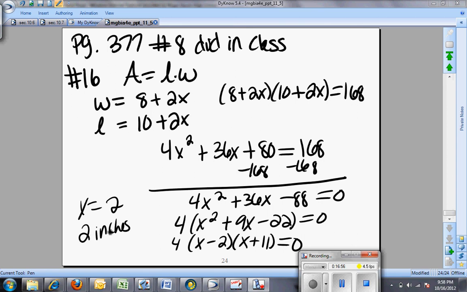Sorry, we solved for x was equal to 2, and I don't remember if the question was asking the width or the length. Oh, the width. What is the width of the frame? So our width was 8 plus 2x, so we plug 2 in for x, which gives 4. 8 plus 4 would be 12, so our width would be 12.